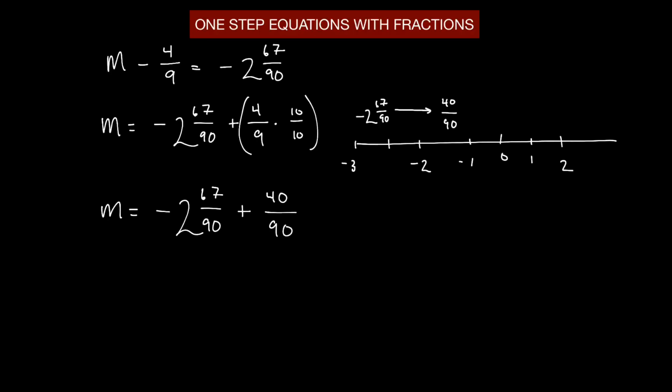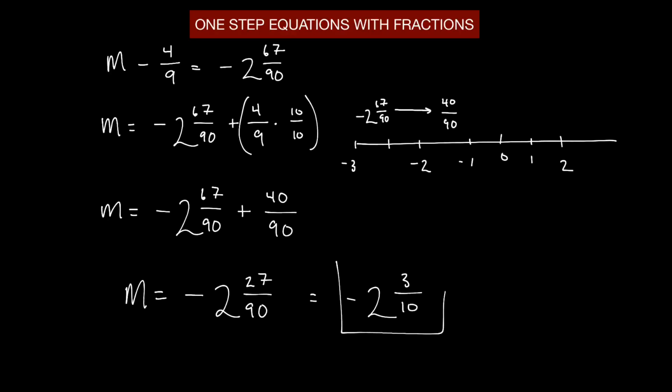So we're going to go ahead and say the answer equals m equals negative 2, 67 minus 40 is 27 over 90. So negative 2 27/90. Now we could reduce this even further. Notice that now the top and bottom of this fraction can both be divided by 9. So we're going to call this negative 2 3/10. Negative 2 3/10 is our final answer.